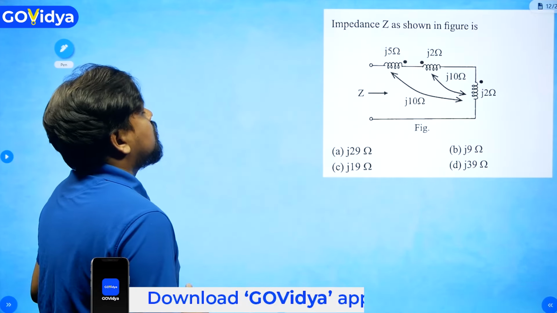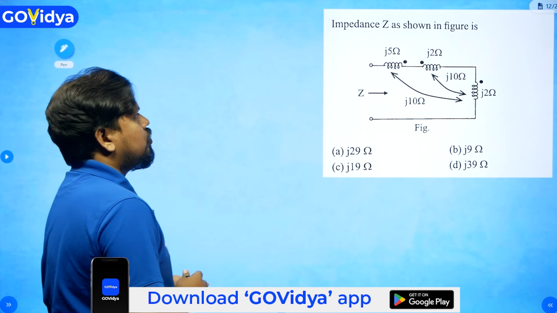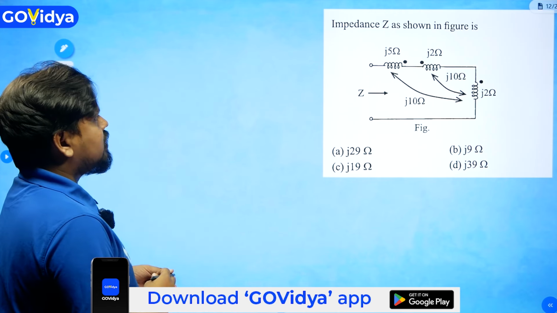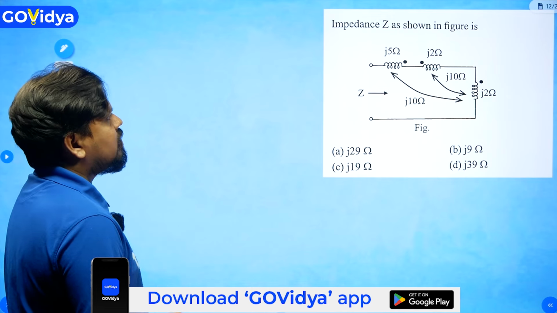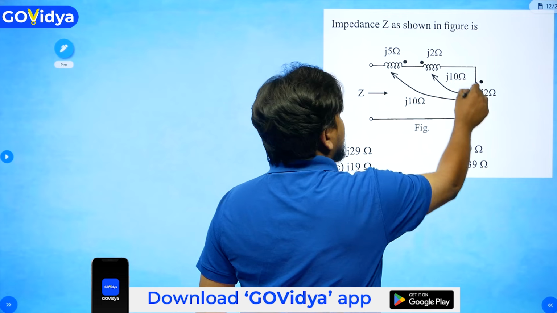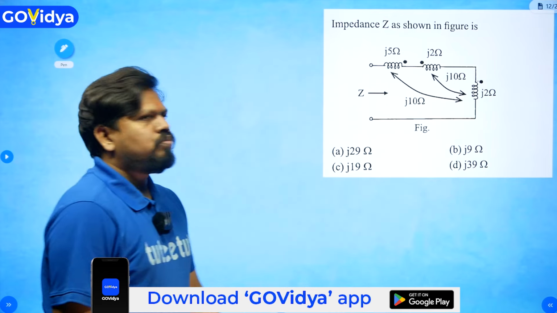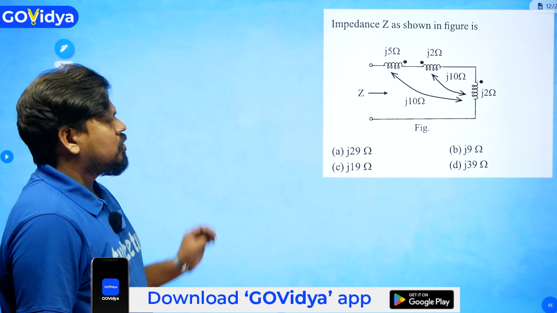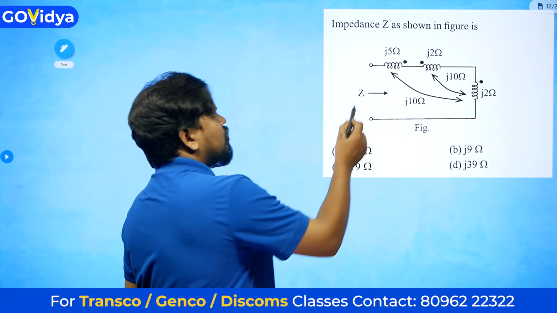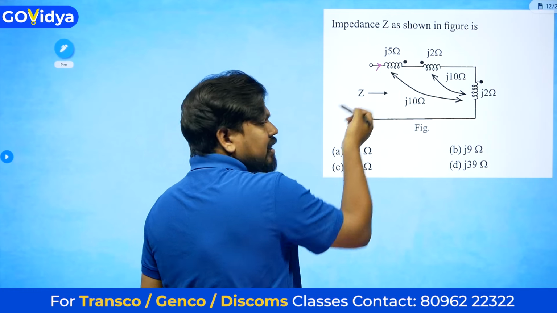The next question: impedance Z as shown in the figure is? We need to calculate the equivalent impedance. Directly, we can observe it is a series circuit, but it has some mutual inductances. Whenever a mutual inductance problem is there, we have to check the current direction. So let's take this as the current direction.